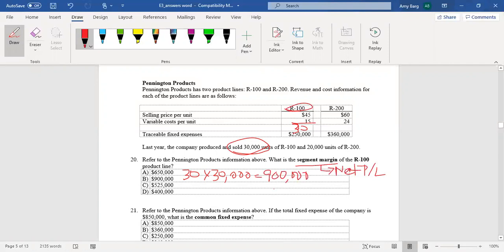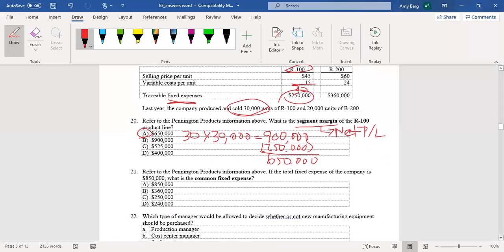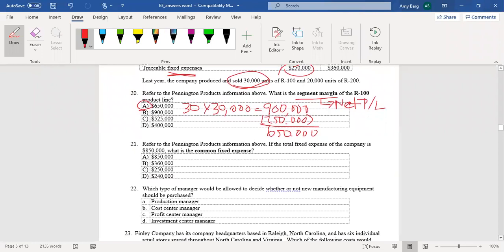So we still do need to consider these fixed expenses, right? So if we take out the 250 that they're telling us for the fixed expenses, now we get 650 for our net profit or loss. So our segment margin is A, 650. So refer to the Pennington Products information above again. If the total fixed expense of the company is 850, what is the common fixed expense?